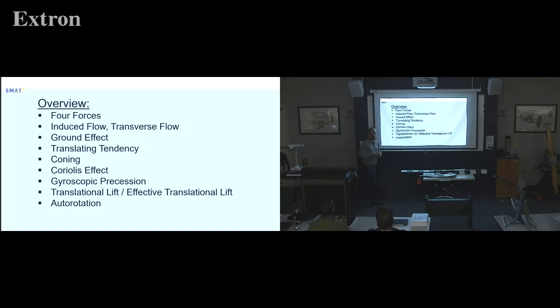All right, we have translating tendency. What is a translating tendency? It's not English to another language. What is it? The tendency for the helicopter to move in the opposite direction of the tail rotor thrust. Okay, good. And then coning. Think of ice cream cones. Big, wide cones. Okay.